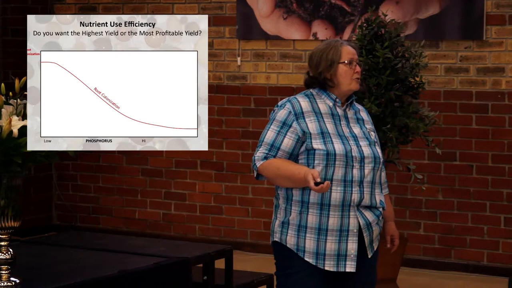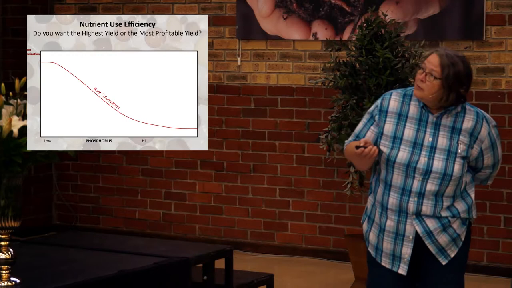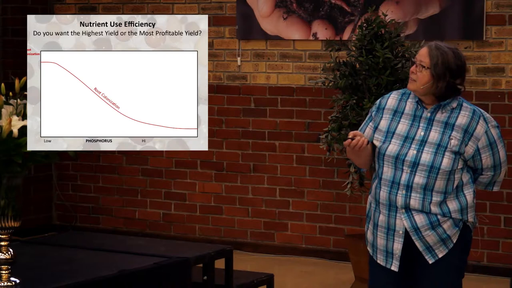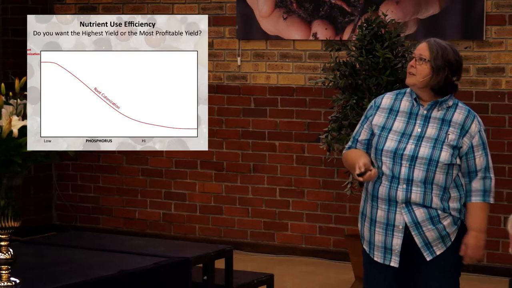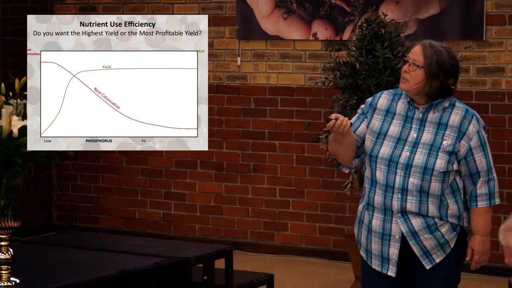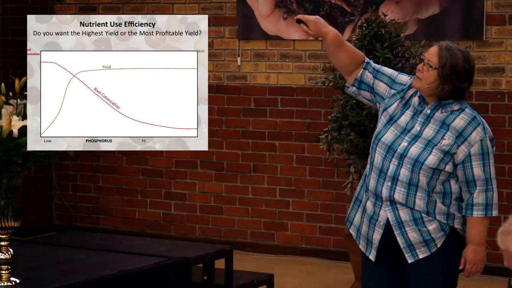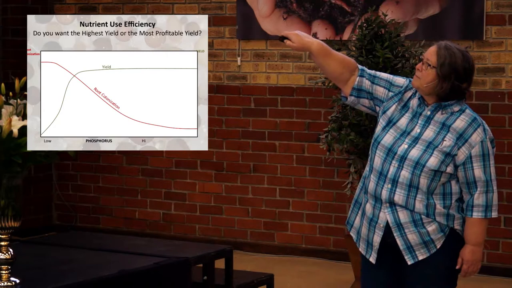Mycorrhizal fungi induce nutrient use efficiency in plants. However, so here's our root colonization, and we know as phosphorus increases, root colonization decreases. And it'll go all the way to zero. I couldn't figure out how to bend my other end of the line there, but it'll go down. But we also know that plants respond to nutrients. So as our phosphorus goes up, our yields are going to increase to a point, at which point, when you go over a certain level, there's my dot. And I didn't show it on here, but if you keep going, it's going to go down because you're going to reach toxic levels.